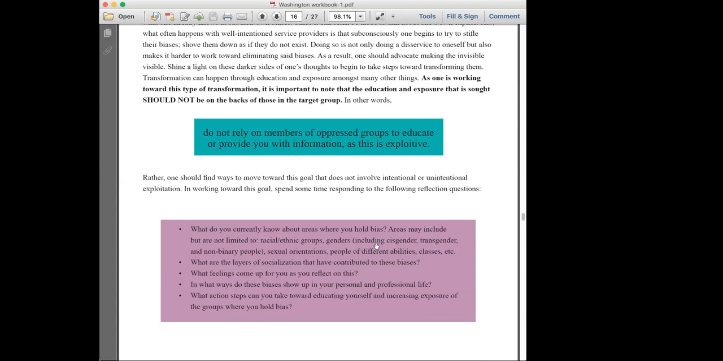So, for example, the first question: what do you currently know about areas where you hold bias? Areas may include, but are not limited to, racial ethnic groups, genders, sexual orientations, people of different abilities, classes, etc. So, really give yourself time to deeply reflect and be honest with yourself about not only this question, but the other questions as well. And as I was mentioning a short time ago, this tends to be a really taboo area for us to talk about.